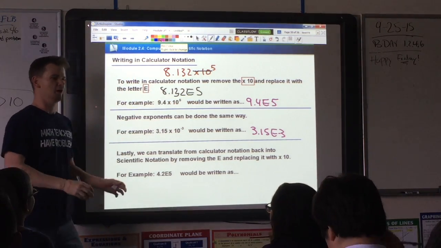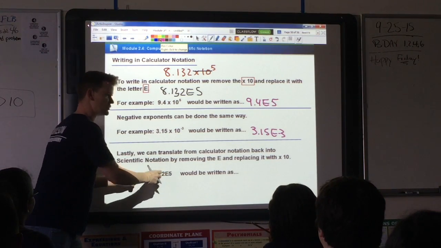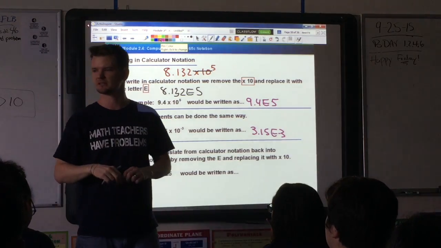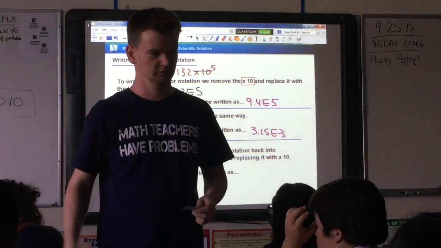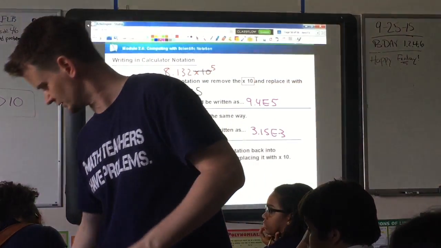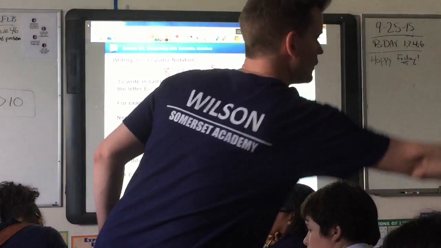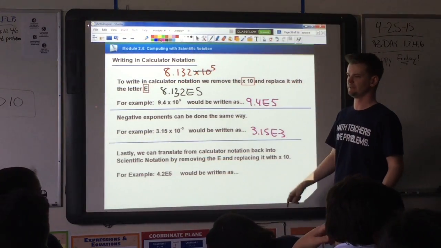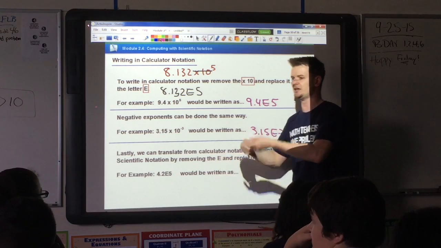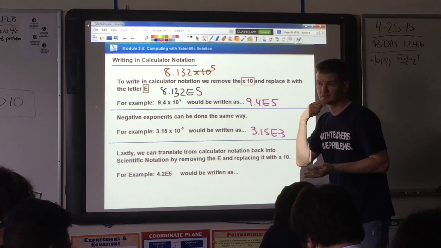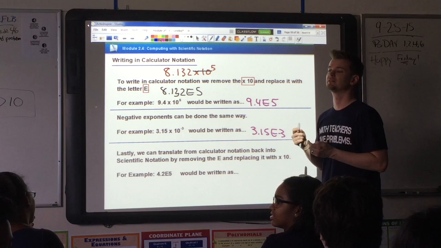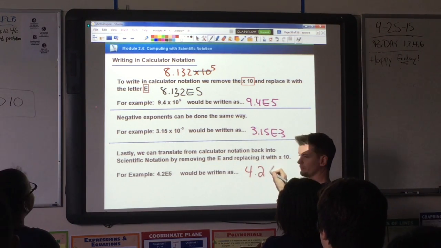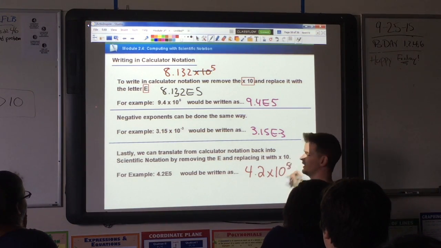But what if we have calculator notation and we want to write it in scientific notation? Just reverse the process. All right, Miss Vega, we just want to write this in scientific. So just reverse the process. Get rid of the E. Replace it with 10 to the fifth. 4.2, don't forget the multiplication, times 10 to the fifth.